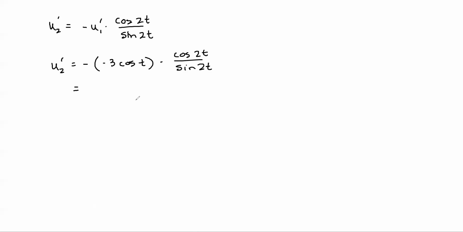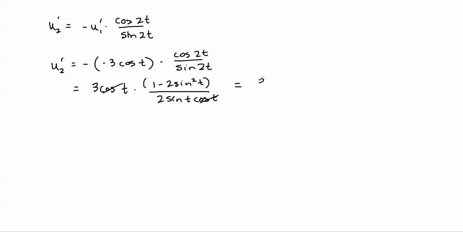Okay, so to go through and simplify this, we're going to have 3 cosine t, and then we're going to use trig identities to convert our cosine 2t and our sine 2t. We'll write the cosine 2t as 1 minus 2 sine squared t, and the sine 2t as 2 sine t cosine t. And if you do that, look at that, the cosines go away.